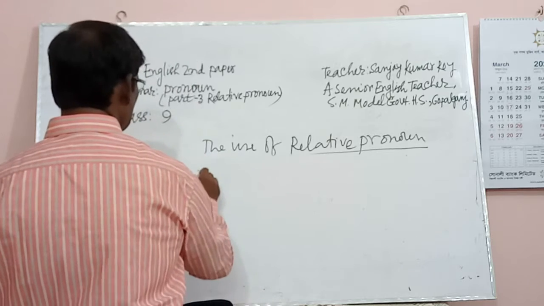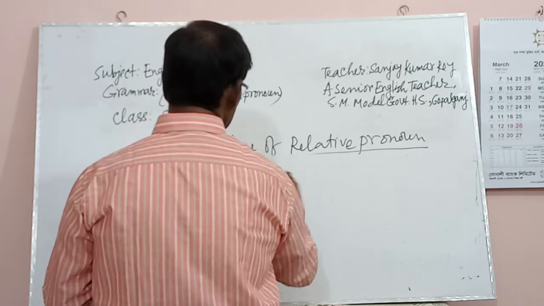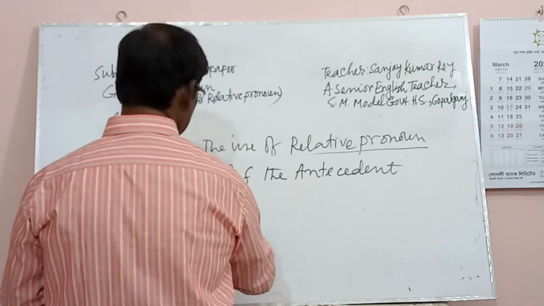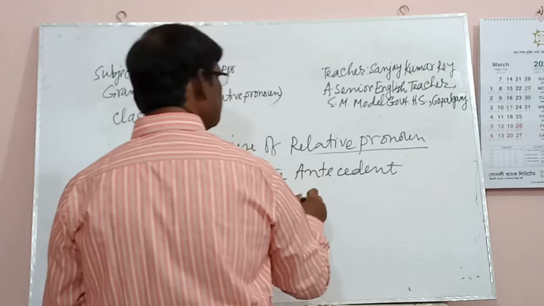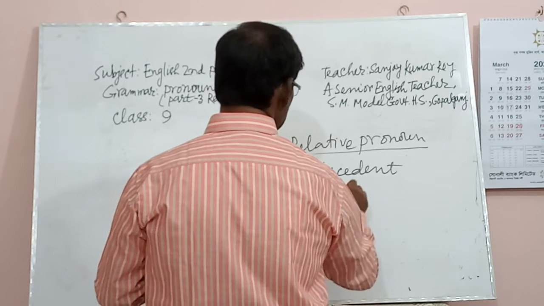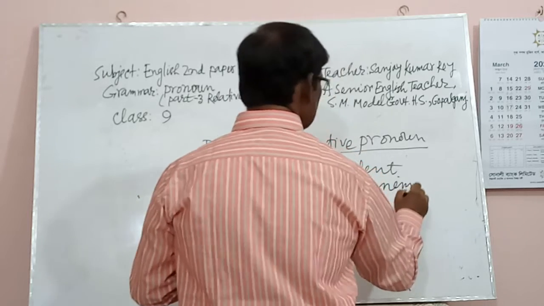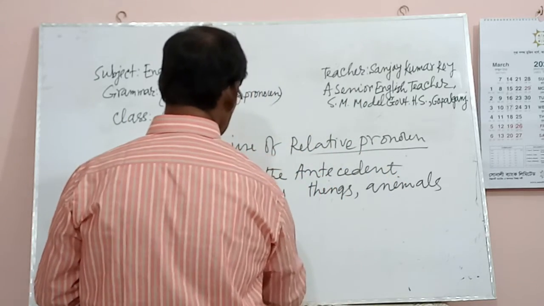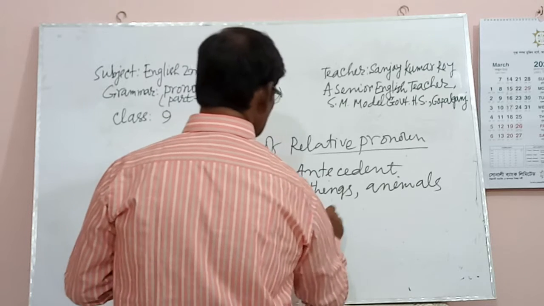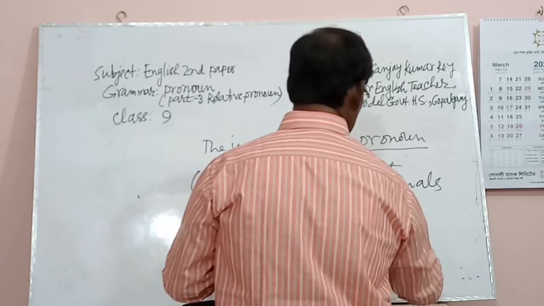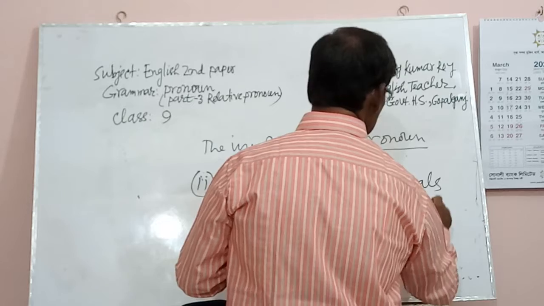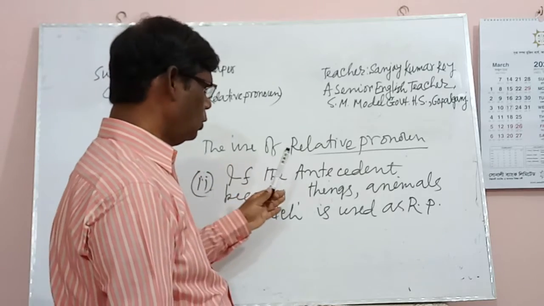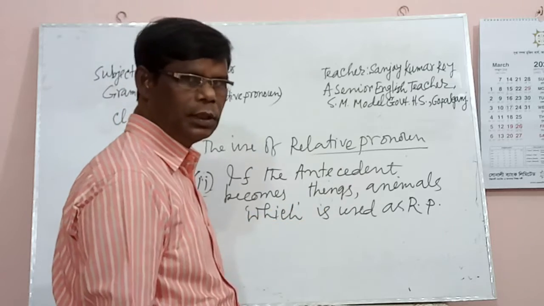Now, point two: if the antecedent is things or animals, which is used as the relative pronoun. If the antecedent becomes things, animals, which is used as relative pronoun.